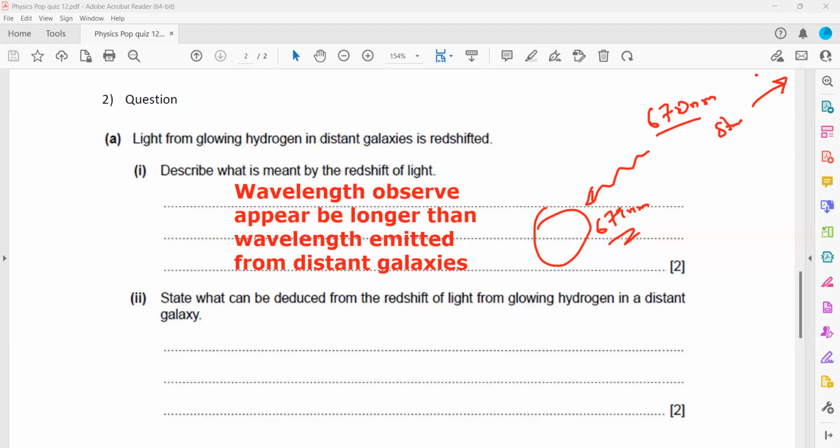The second part: what can be deduced from a redshift of light from glowing hydrogen in a distant galaxy? If light is redshifted, what we can deduce is that the star or the galaxies are moving away, because of the redshift.